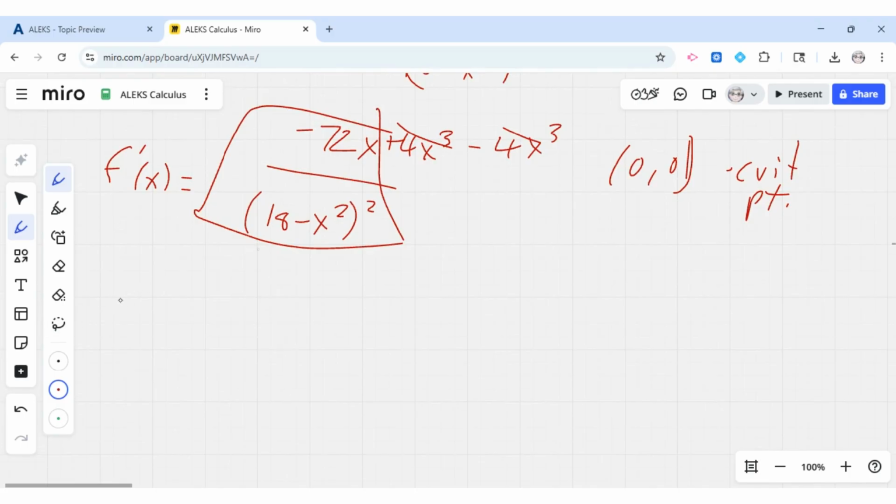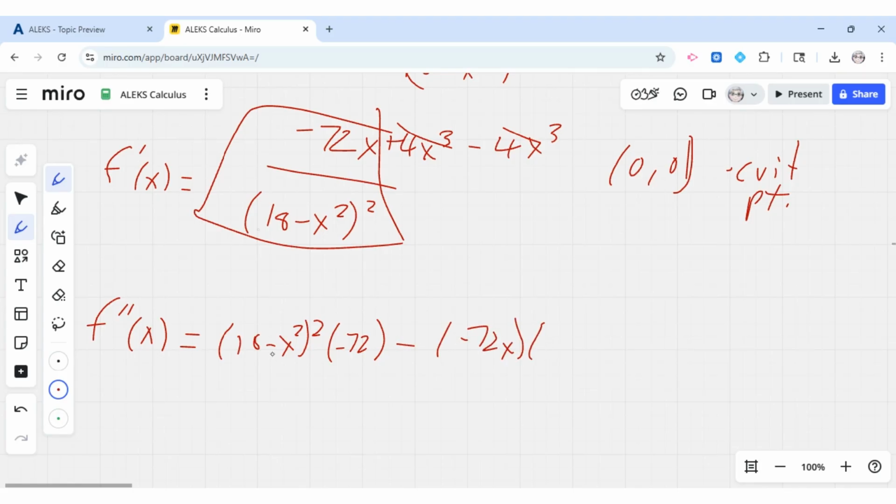And this gets a little hairy, I think. Always applying the quotient rule more than once, numbers get big and so forth. So we're going to have low d high. So 18 minus x squared quantity squared times the derivative here, which is just negative 72, minus high, which is negative 72x, times the derivative of what's on the bottom.